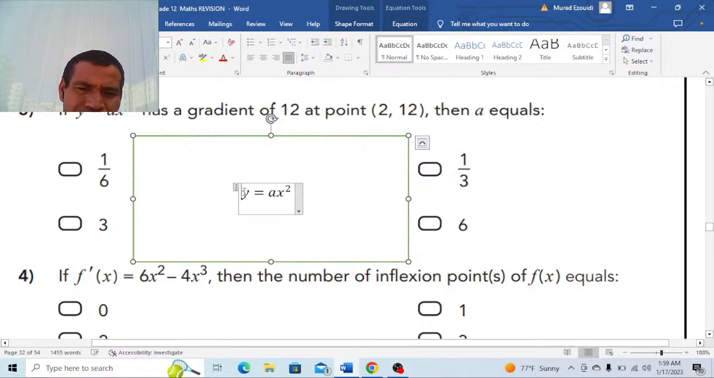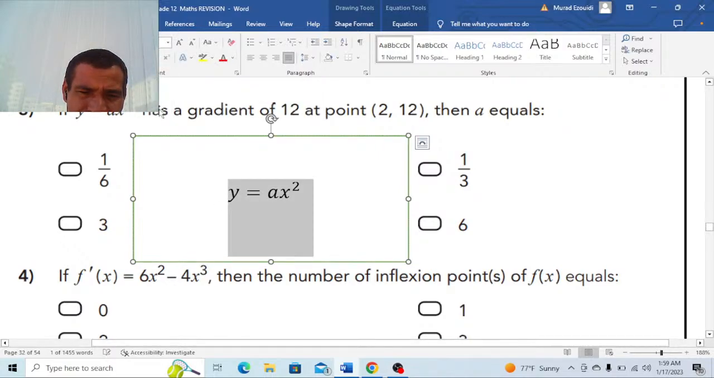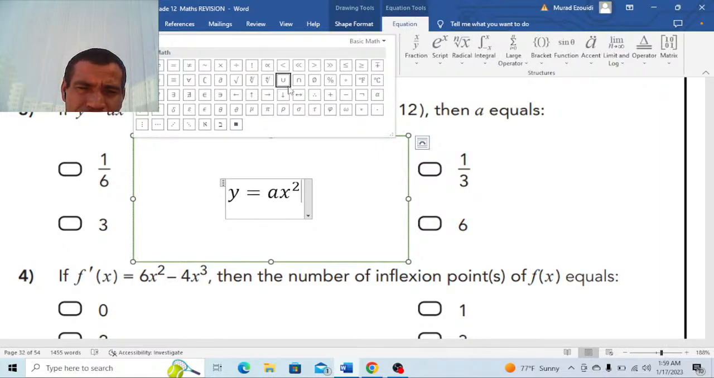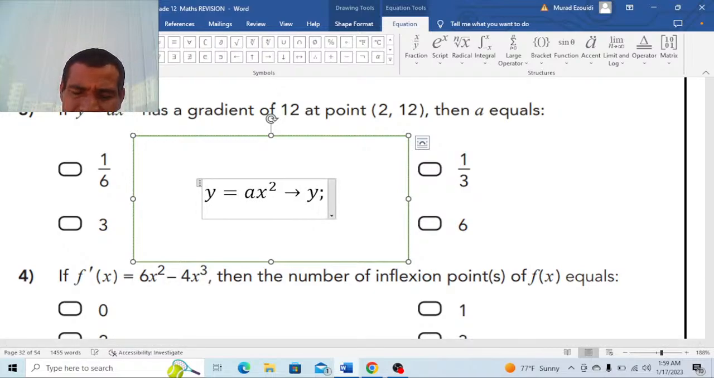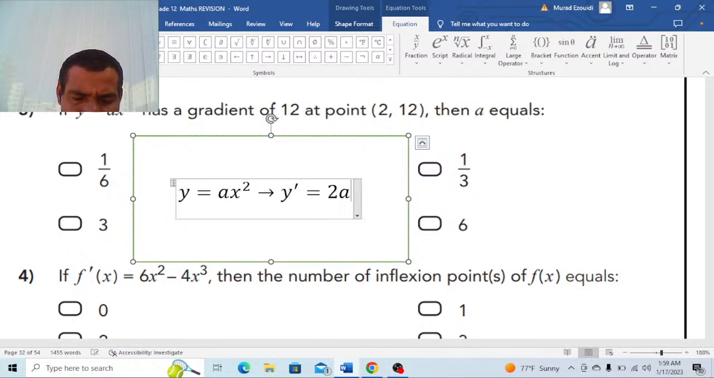Now learners, the question is to find the value of a. So you should differentiate your equation. This will give me exactly the first derivative of the function y. It is labeled y dash, or dy with respect to x, equal to 2 times ax.